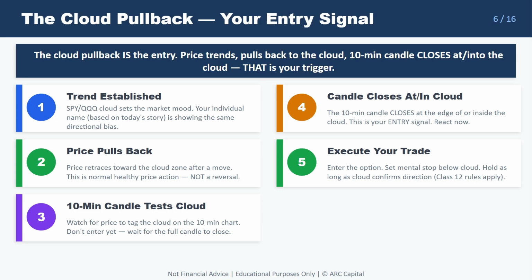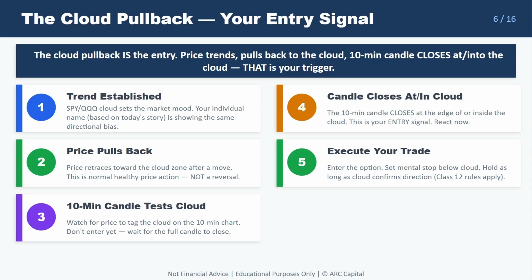Number one, you have your trend established. SPY and QQQ cloud sets the mood. Let's say SPY and QQQ are trending up, and then the individual name that you're watching is showing you the same directional bias. So let's say SPY and QQQ are going up, and let's say Meta is also going up. Obviously you're not going to chase into a move. So what are you looking for?